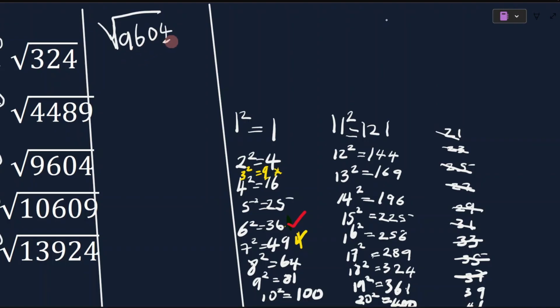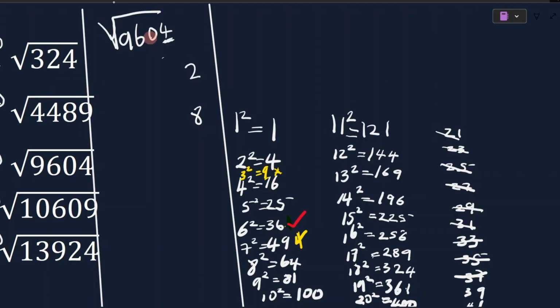If you notice, the last digit is 4. Thus, we need numbers that if you square them, the last digit of the result will be 4. If we check our square numbers, it's either 2 or 8. So the last digit of our answer will be either 2 or 8, because if we square 2, it gives us 4, and if we square 8, it gives us 64, which has the same last digit as the 4 we have here.